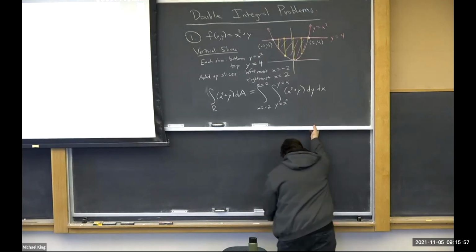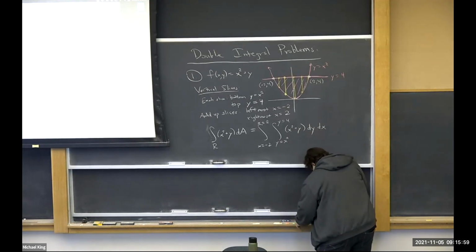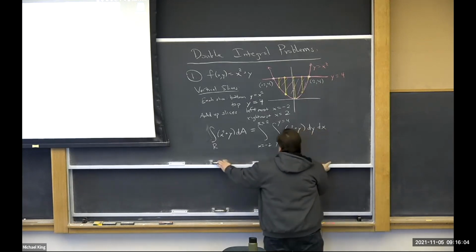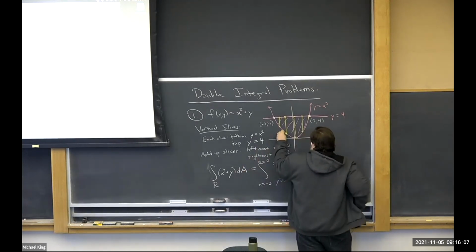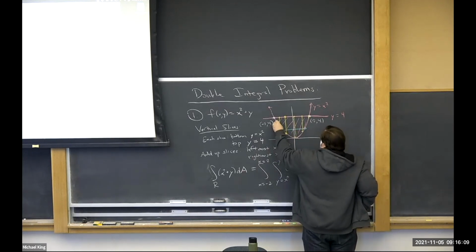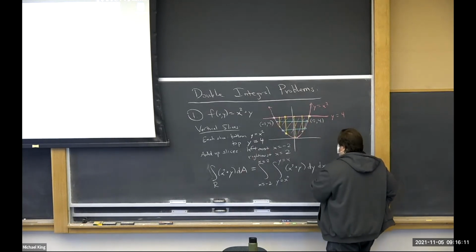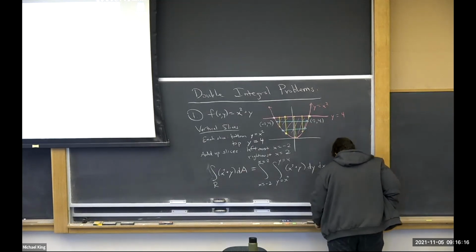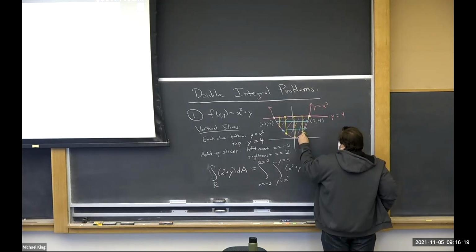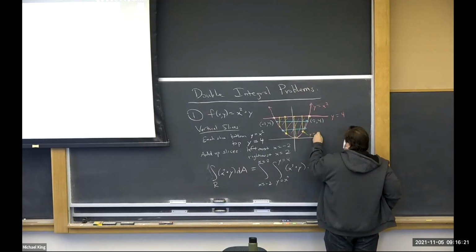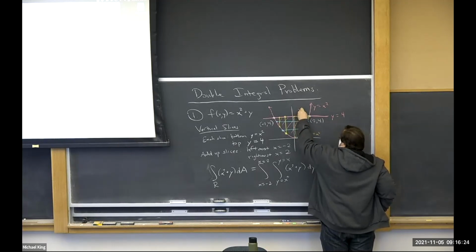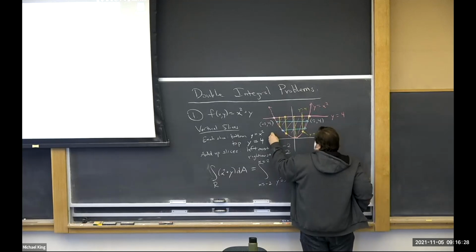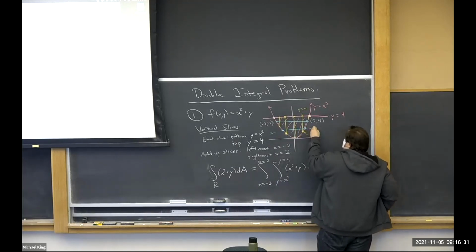So let's just say with horizontal slices how this would work. Here's horizontal slices. So horizontal slices look like this, right? And now there's a little bit of an extra thing here, because now we're going from x equals to x equals. The bottom here was y equals x squared, and the top is y equals 4. But now if I'm going to go left to right, I need an x equals here and an x equals here.